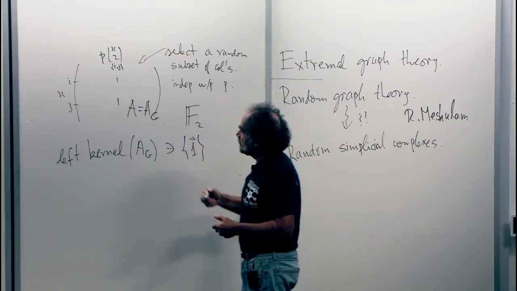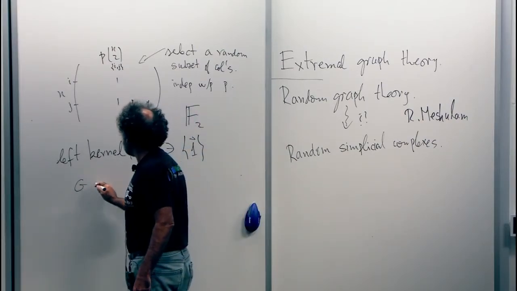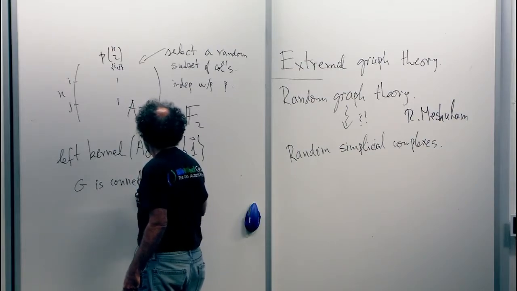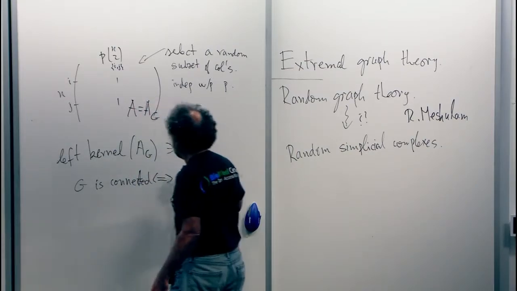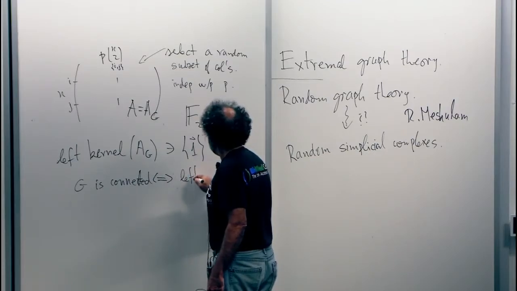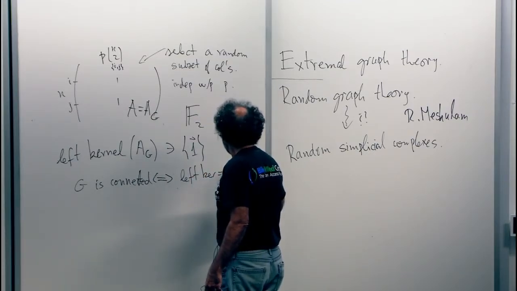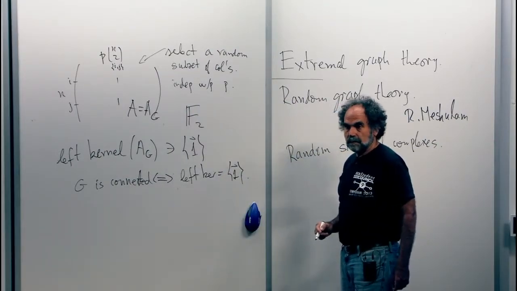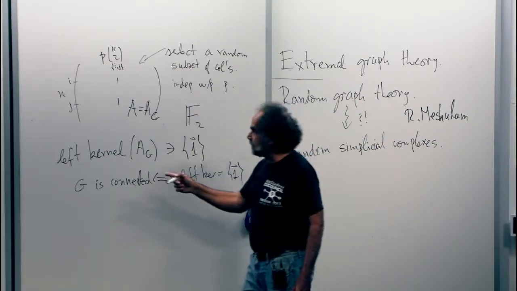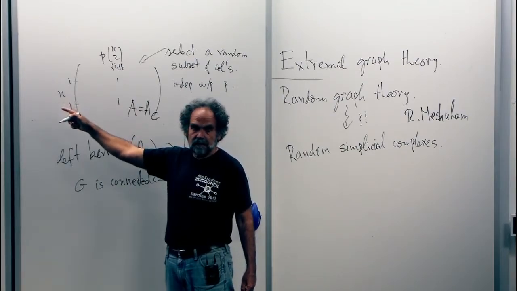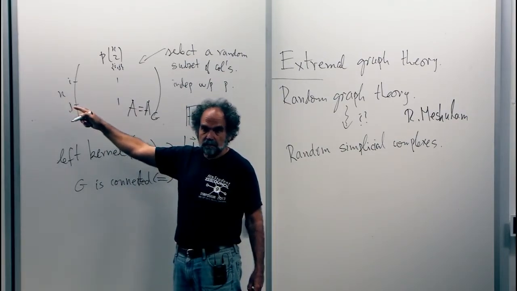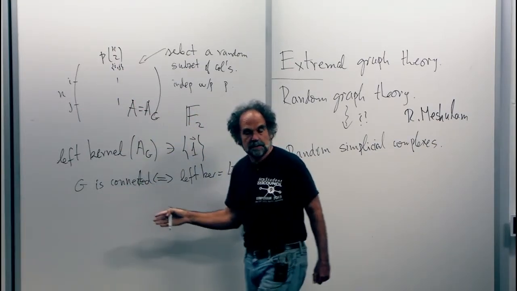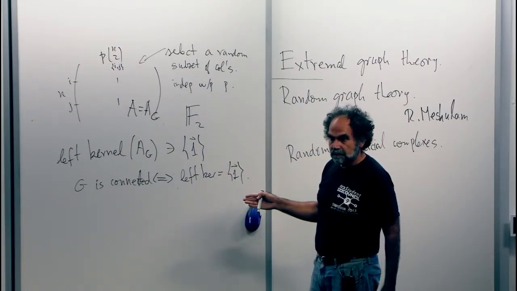That's always there, and G is connected if and only if this is all there is, just this one vector. Because if it's disconnected, you could have in the left kernel the indicator function of any connected component. So this is how linear algebra tells you whether the graph is connected or not.